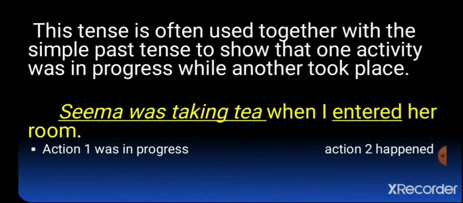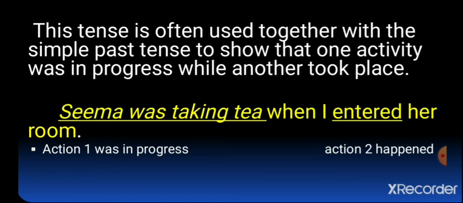And students, this tense is often used together with the simple past tense. Beta, we mostly use it together with the simple past tense. This tense is often used together with a simple past tense. Why? To show that one activity was in progress, that one activity is in progress, while another took place. For example, students, Seema was taking tea. Action 1, it was in progress. Okay, the tense is often used together with a simple past tense to show that one activity was in progress.